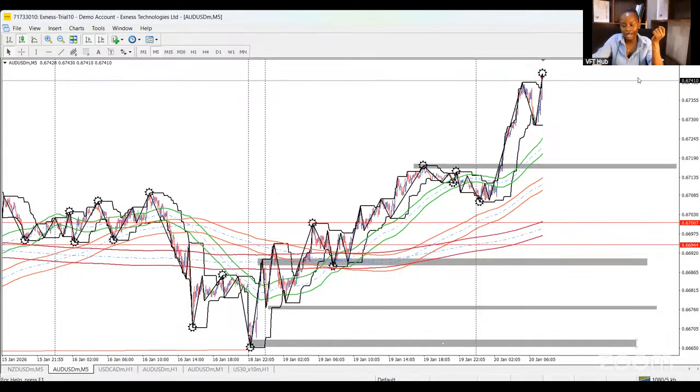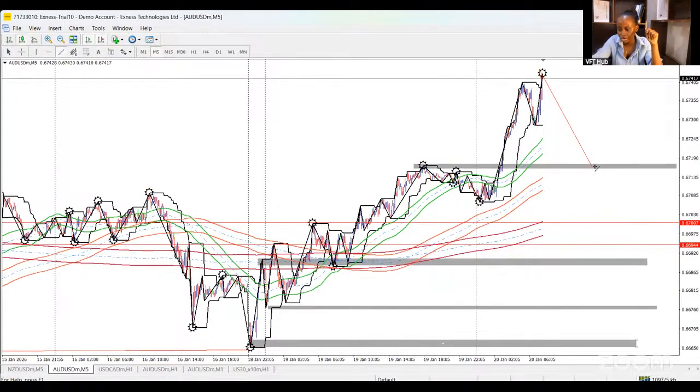So you can see that we have multiple areas of interest: POI1, POI2, POI3, and 4 on the M5 time frame, and then the horizontal lines are from the 1 hour time frame. When I see retracement, I'm interested in taking buy positions, provided it retraces, but not just retraces, gives me a confirmation from either of these zones, I'll be buying AUD USD.